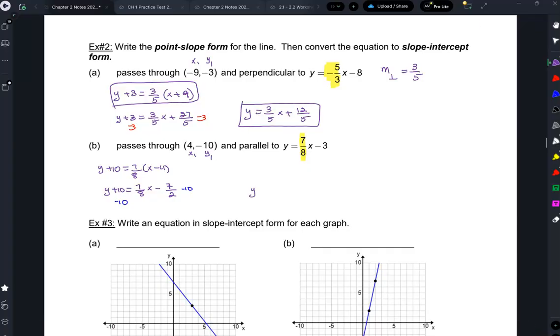-17/2. 27. Oh, it's a negative. Oh my goodness. Oh boy, I really should have finished that cup of coffee. -27/2. Okay? Here we go.